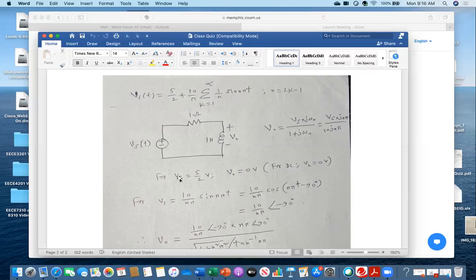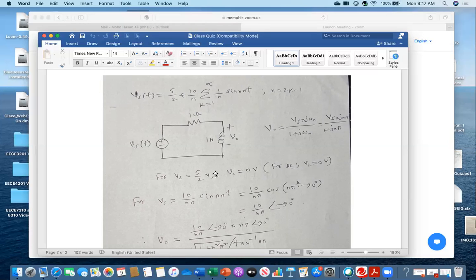Or if you think from the DC circuit standpoint, your Vs is 5 by 2 DC voltage, then because this is an inductor, the inductor will be short circuited. Consequently, the voltage across this inductor is 0. So I have written that for DC, VL is 0.